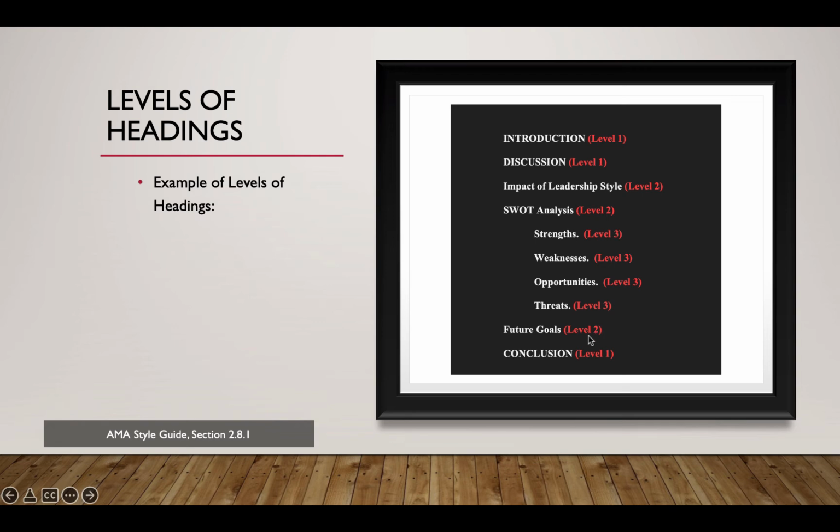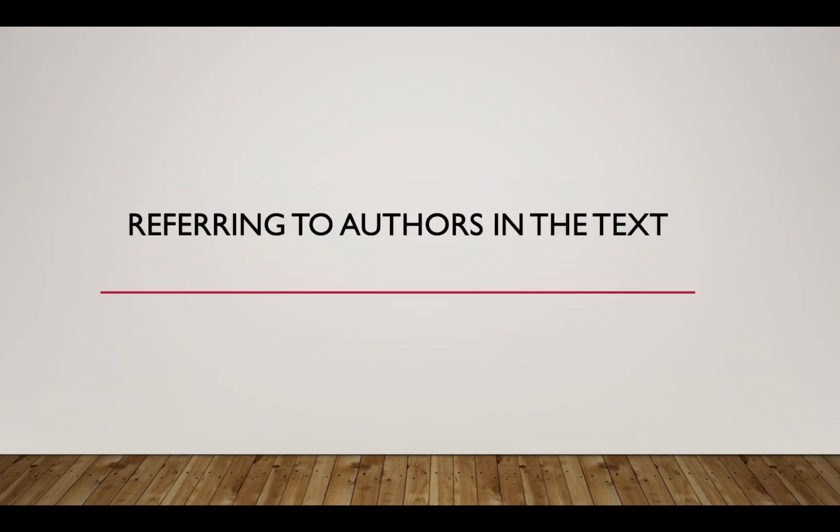So again, if you use level 3 headings, you have to have at least 2 level 3 headings. And here we have 4 level 3 headings. So the SWOT analysis is broken up into level 3, which is strength, weakness, opportunities, and threats. So that's leveled headings. And we'll talk more about that as you go through the program, and you'll learn more about that in PA 910 as well.